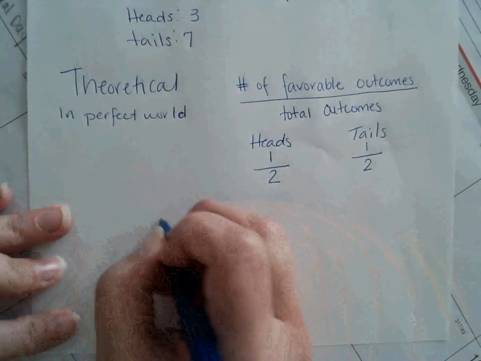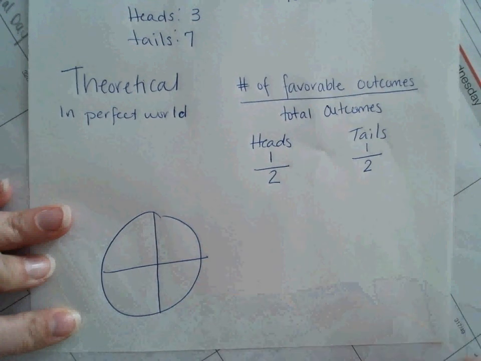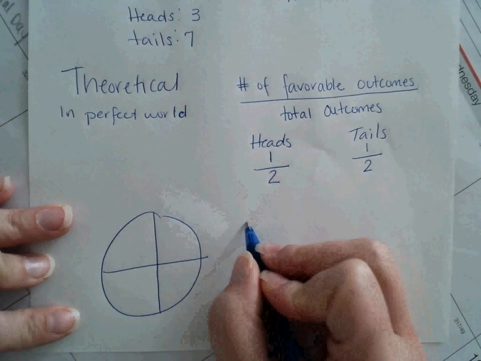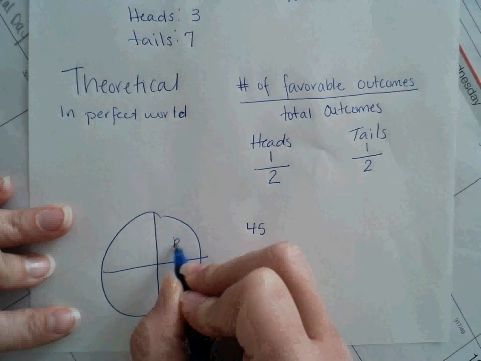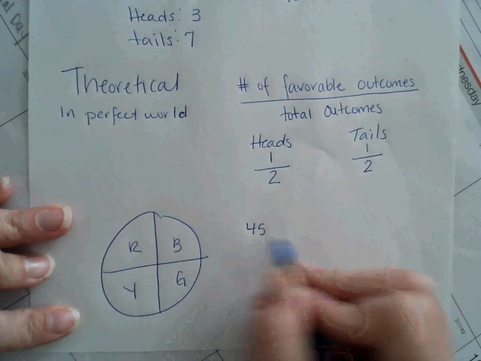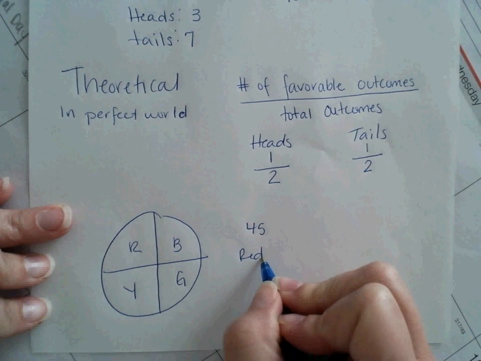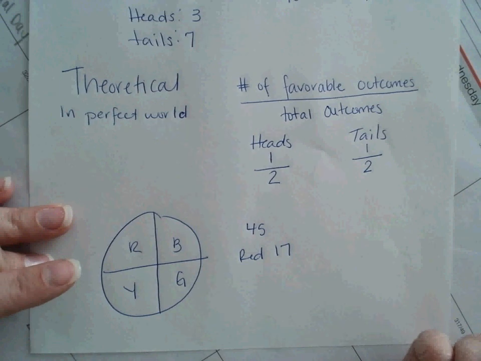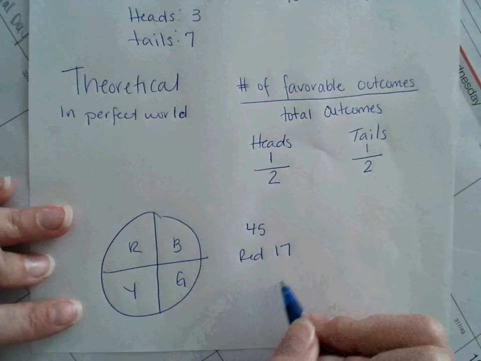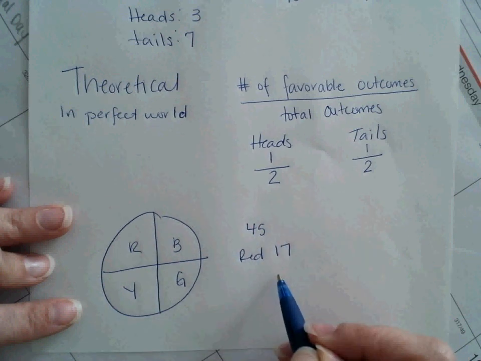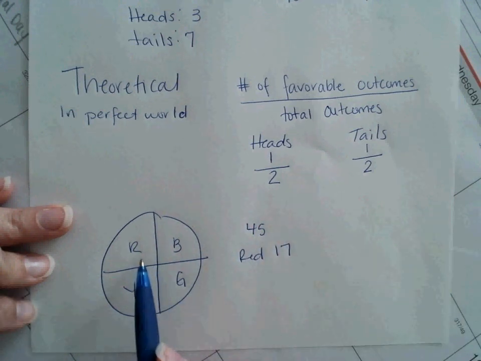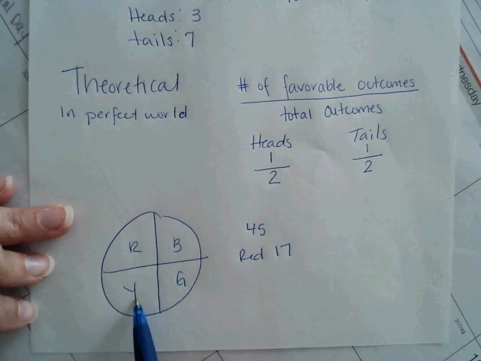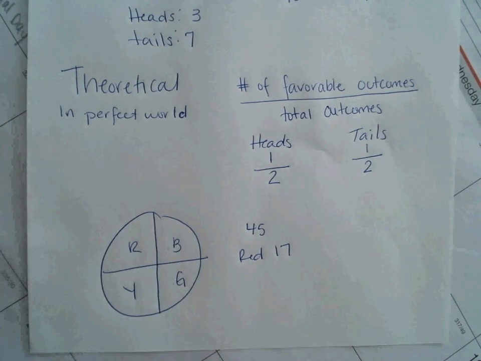On question number 10, I'm going to scroll this up, you have a spinner, and it tells you that you spun this 45 times. This is blue, red, yellow, green. You spun this 45 times. Red was 17 times. So you want to know what the difference between your probability is on stopping on red. So experimentally, this is your data. However, theoretically, I only have 1 red, and I only have 4 total outcomes. So hopefully that'll help you try to solve your question.